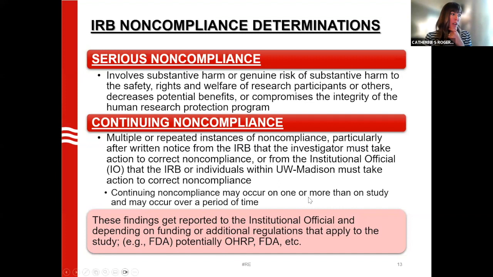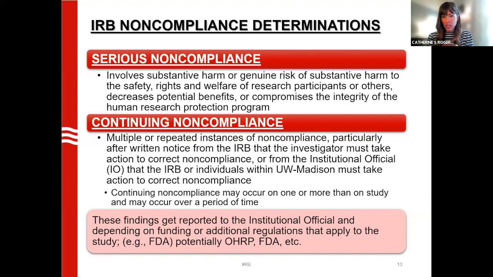Continuing noncompliance may occur on one or more studies and may occur over a period of time. So if you have the same study team over 5 studies and the same thing happened on all studies at different time periods, the IRB would potentially consider whether that constitutes continuing noncompliance as well. So the IRB considers serious noncompliance, continuing noncompliance.